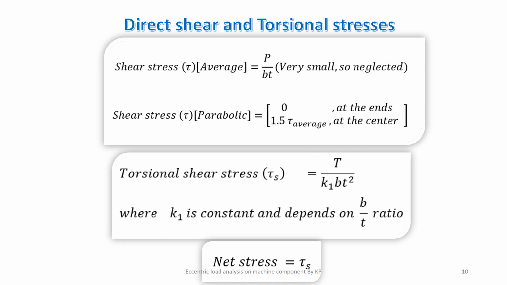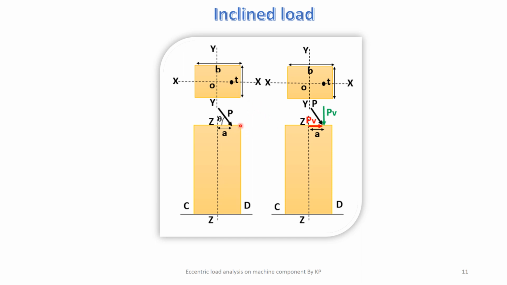Now here, if we apply an inclined load on the machine element, how do we consider the effect of this? So here this is a machine element whose length is L and the cross section is rectangular, the width is B and the thickness is T. Here at this point we apply an inclined load whose value is P, and this load is inclined at an angle of theta with the x axis in the clockwise direction.